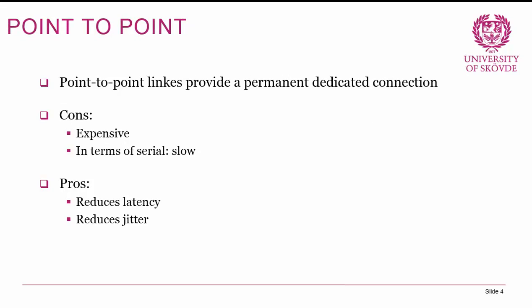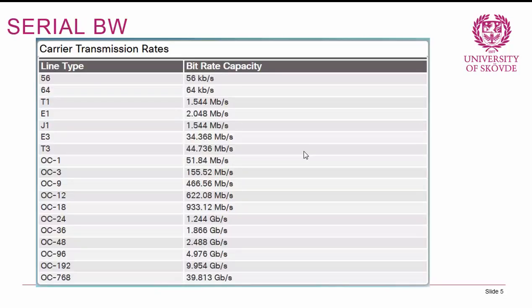Point-to-point links provide a permanent dedicated connection, which is of course a good thing, because you will have reduced latency and jitter. You will know that your connection is always there, but you should know that it is quite expensive, and since we're using serial communications, it is actually rather slow. I've just decided to include a listing of different bit rates or bandwidths for serial communication, and as you can see, we talked about T1 and T3 in the last lesson, and for T3, you have a bandwidth of 44 megabits per second, which isn't really that much if you consider the rates you have in fiber optic cables and stuff like that.